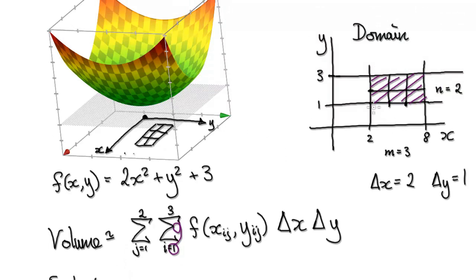You start here, 2, 1, 2 across, 1, 2, 1 up. So now we are currently here. Previously we were here. So as you can see, when i equals 1, you are looping once, twice, three times. And then when j gets incremented by 1, it's going to loop around three times again.